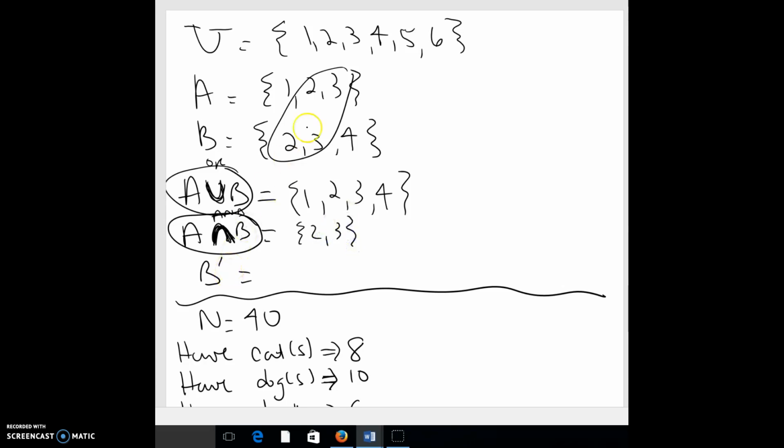And not B would be everything in the universal set that is not B. So cross off what? I don't want 2, 3, or 4 because those are B. So not B would be 1, 5, and 6.